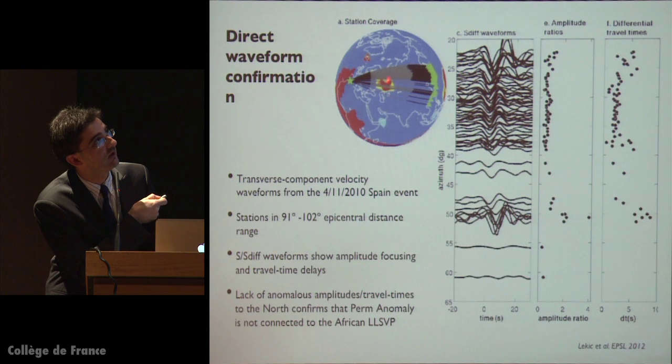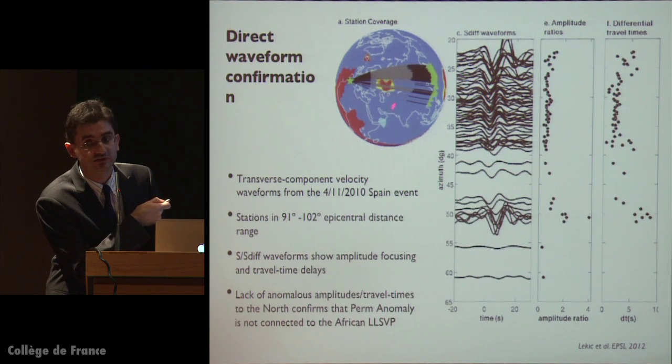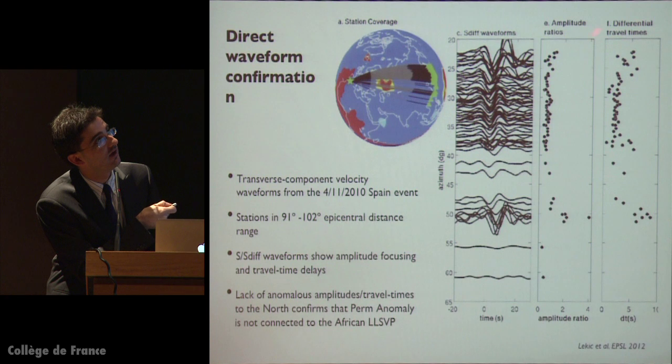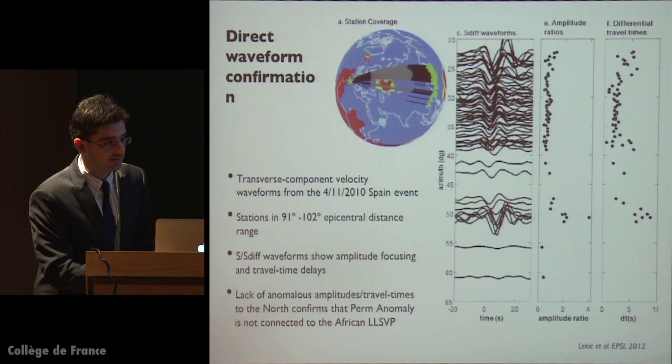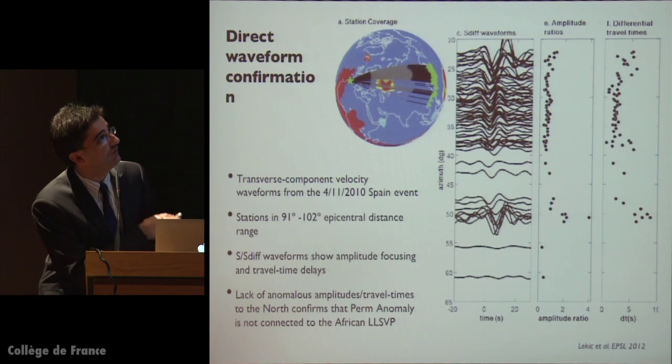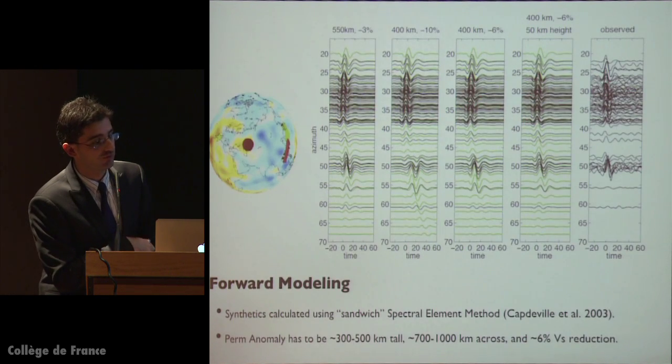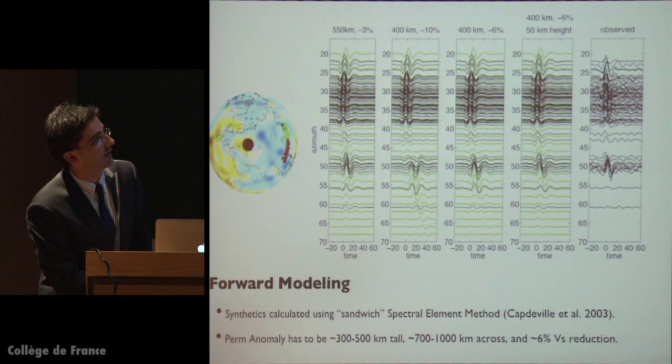So this is due to the waves focusing as they go through this low velocity anomaly. And then in the travel times, we see a delay at this same time, and this is due to the fact that they're passing through a slow anomaly. We do not see this behavior further to the north, confirming that this anomaly is separate from the African LLSVP.